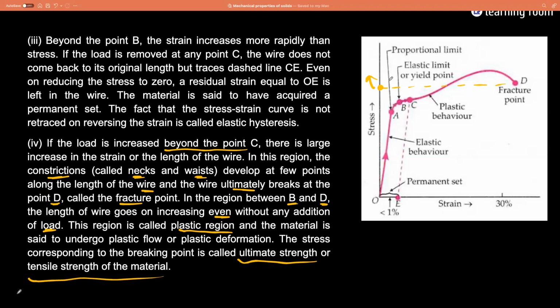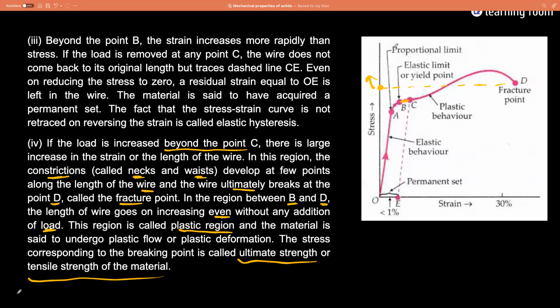Beyond that, what is going to happen? There is no material left, so you have no testing to do. It's broken already. So ultimate is maximum. It's actually simple words only which you need to know. B to D, this region is also creating more strain for lesser stress.